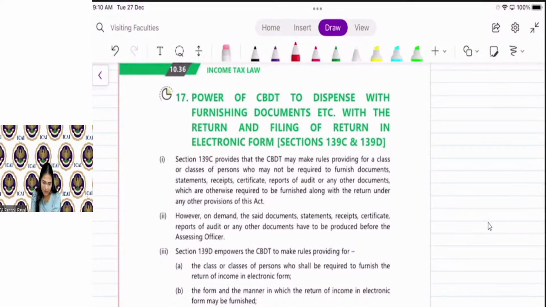Power of CBDT to dispense with furnishing document with the return and filing of return in electronic form. See, if you are filing your return of income electronically, then you are not required to provide all the payments, all the bank book, cash book, all the books of account to the income tax department. Okay, you are not required to provide all the documents. What you are required to provide, you are required to just provide the tax audit report or signed balance sheet or profit and loss account.